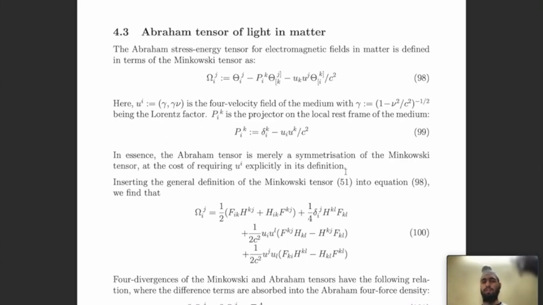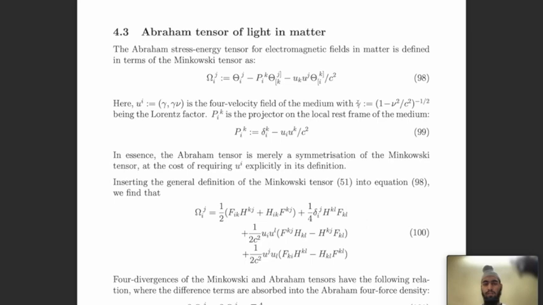In 4.3, we discussed the Abraham stress energy tensor. Sort of the source of all the controversy was the difference between the Abraham and Minkowski tensors. So the Abraham stress energy tensor in matter for electromagnetic fields is defined in terms of the Minkowski stress energy tensor as this expression, where we are using the four velocity field of the medium. This is again a field, so this is in general dependent on the position and time we're evaluating this at.